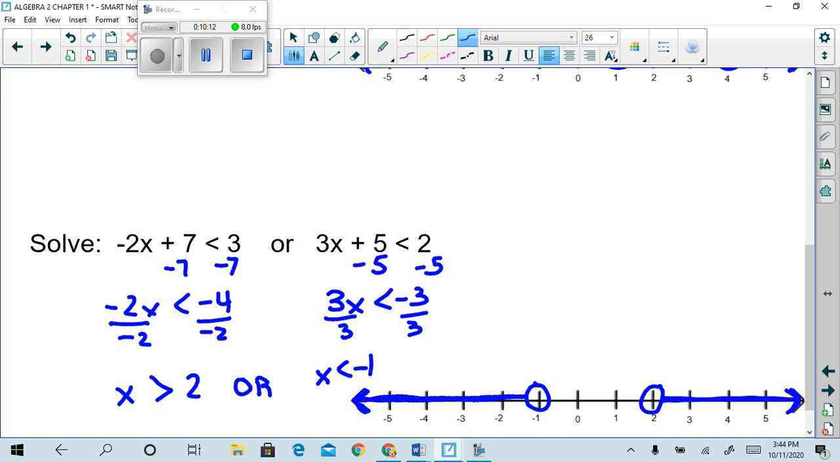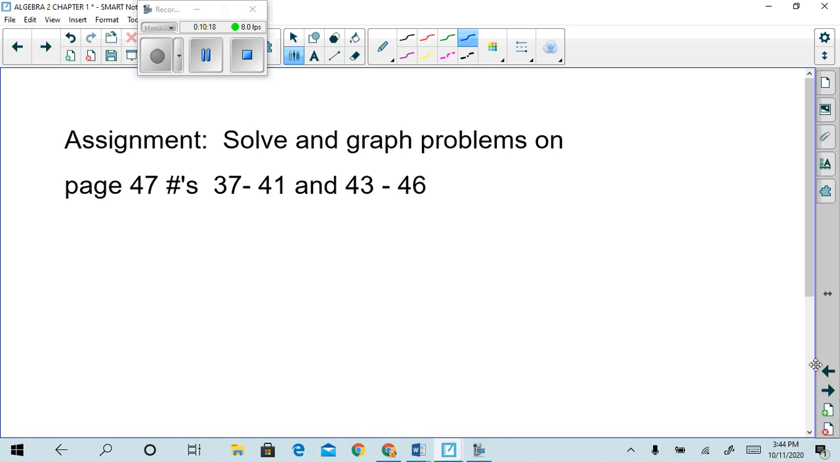And there you have some examples of our compound inequalities, the ands and the ors. There's some homework for you to try tonight, to do a little practice. There's one last thing that we could do, and that's to test out possible solutions, and we'll look at that next time.